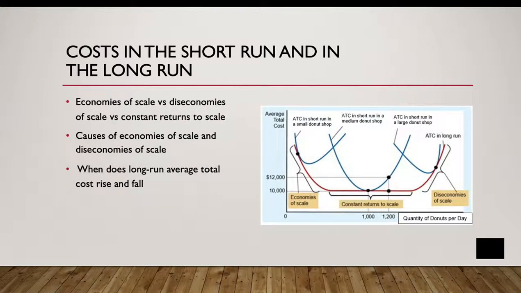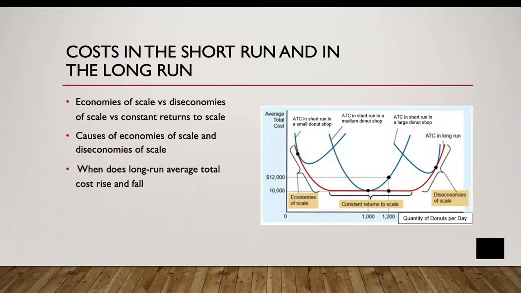Now let's move into some term definitions. Economies of scale is the property whereby the long run average total cost falls as the quantity of output increases. Diseconomies of scale is the property whereby the long-run average total cost rises as the quantity of output increases. And constant returns to scale is the property whereby the long-run average total cost stays the same as the quantity of the output changes.